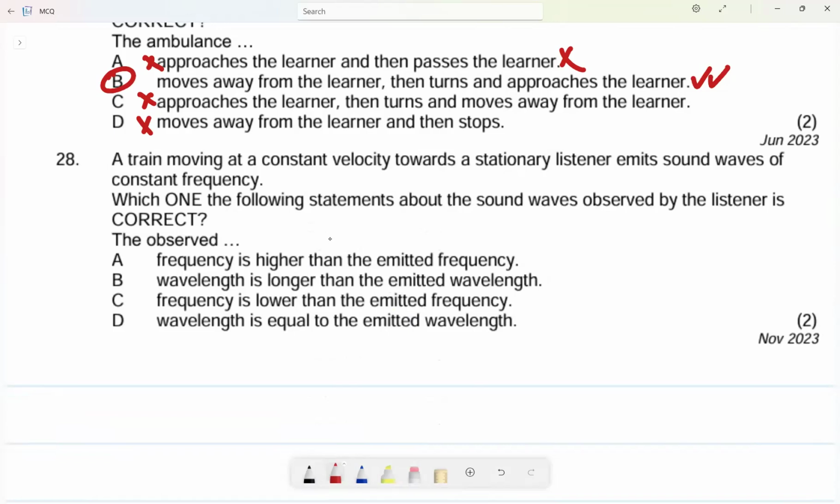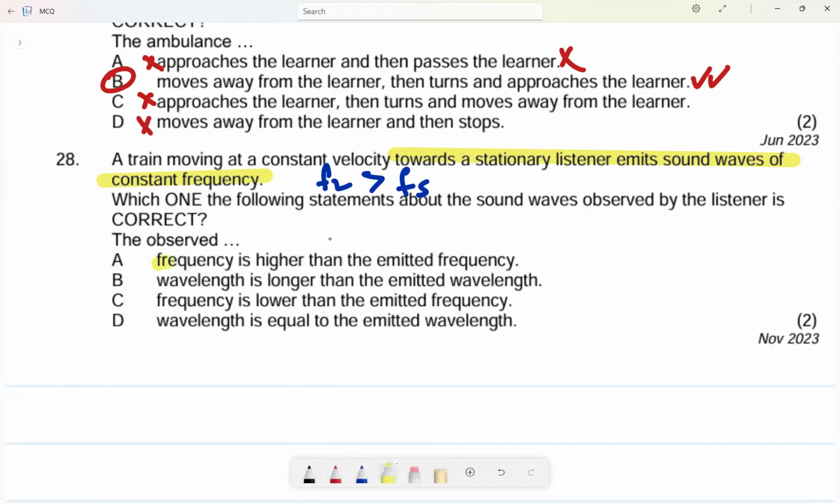Number 28. A train moving at a constant velocity towards, okay, frequencies are higher. These questions are repeating themselves. Okay, let's read the full statement. A train moving at a constant velocity towards a stationary listener emits sound waves of constant frequency f. So now we know that the frequency of the listener will be greater than the frequency of the sound. Why? Because it is moving towards. So they say, which one of the following statements about the sound waves observed by the listener is correct?